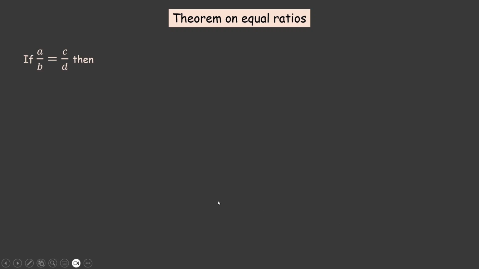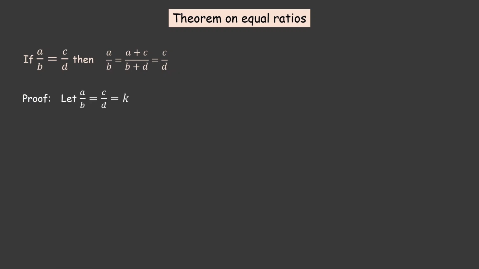It says if A upon B is equal to C upon D, that is, we have two equal ratios, then A upon B is equal to C upon D is equal to A plus C divided by B plus D. That is, we can just add the numerators divided by the sum of denominators and we'll still have the same ratio. Let us look at its proof.